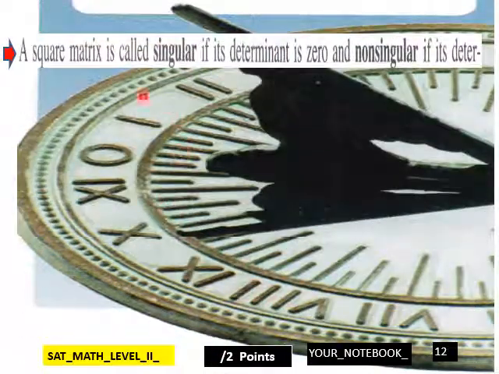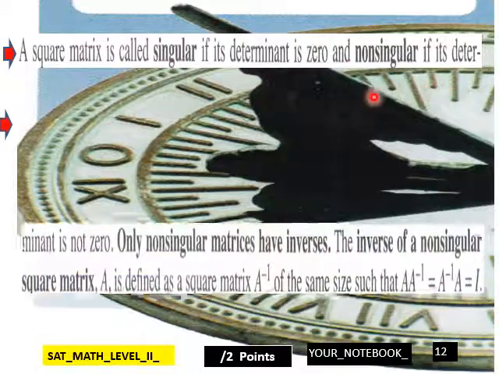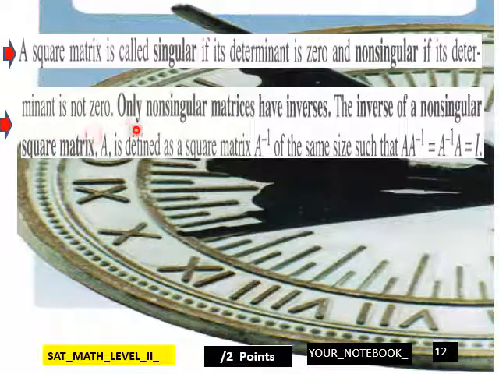Okay, so a square matrix is called singular if its determinant is 0, and non-singular if its determinant is not 0. Only non-singular matrices have inverses. So the inverse of a non-singular square matrix A is defined as a square matrix, the inverse of A, of the same size such that A times its inverse will equal the inverse times A, which will equal an identity matrix.